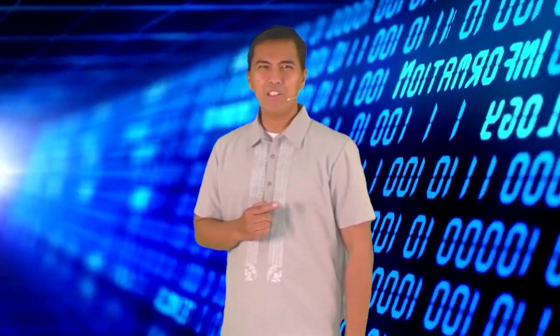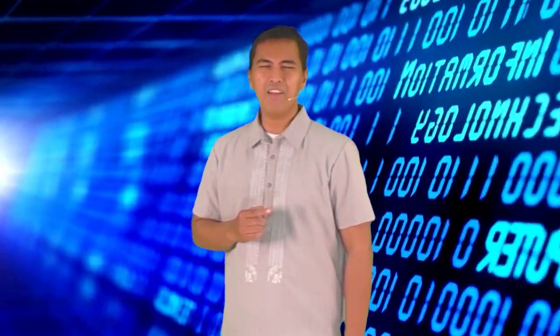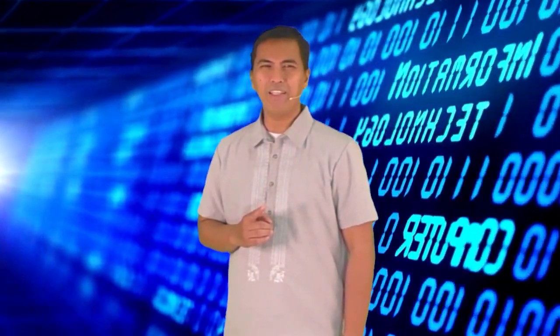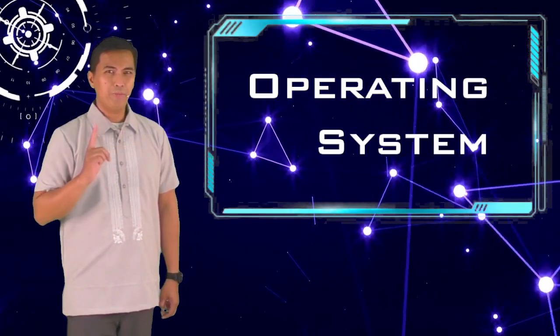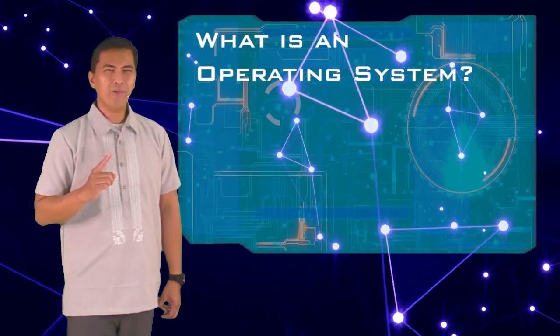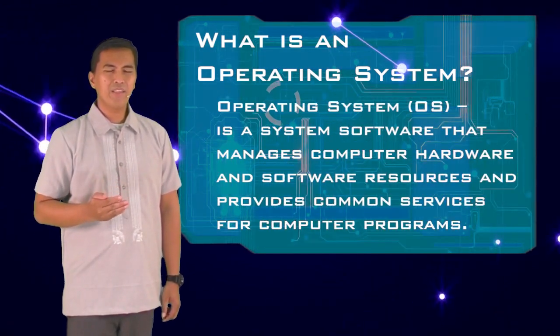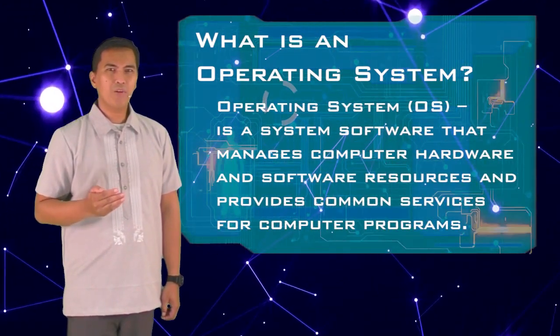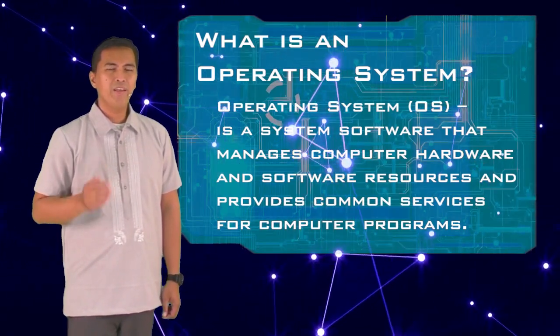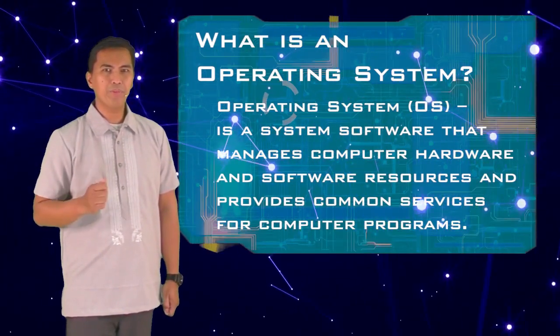The reason why I showed you these pictures is because these logos are all examples related to our topic, which is operating system. Now, what is an operating system or OS? Operating system or OS is a system software that manages computer hardware and software resources and provides common services for computer programs. It is the most important program that runs in the computer simply because you cannot run other programs and devices without installing the operating system first.